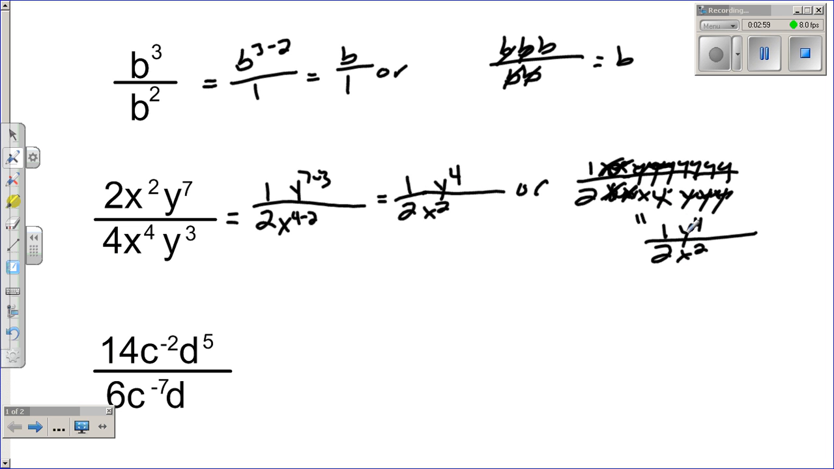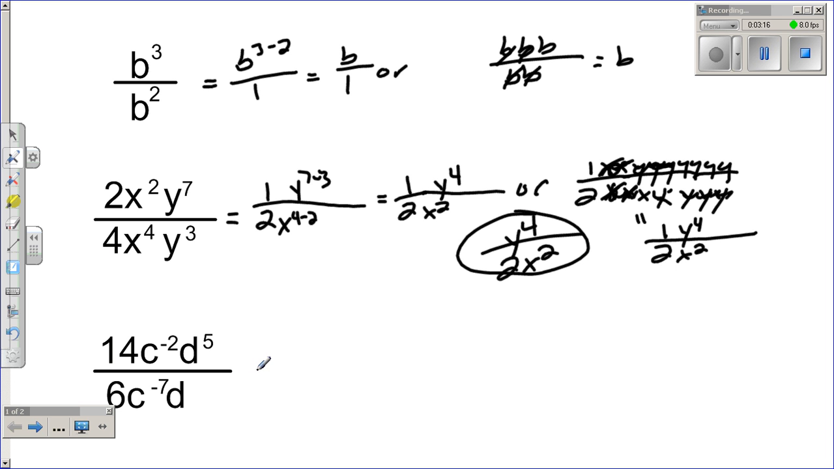Same answer. You wouldn't list the 1 in the answer. Your final answer clean would be y to the 4th over 2x to the second. Don't include your 1 with your answer. That would be your final answer.